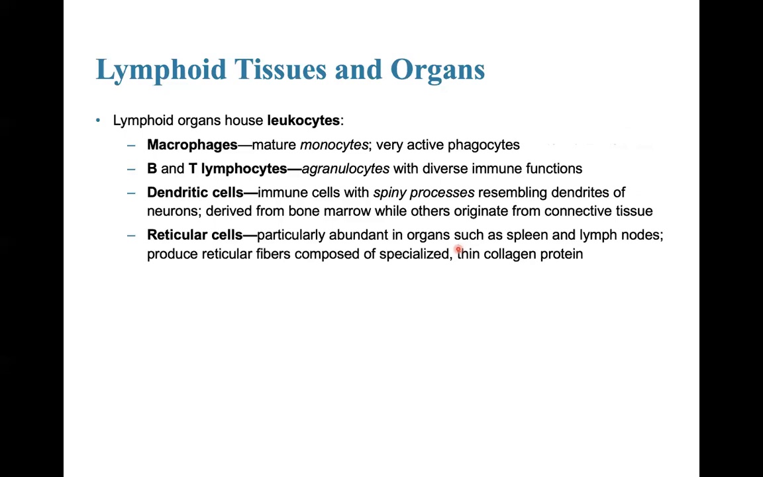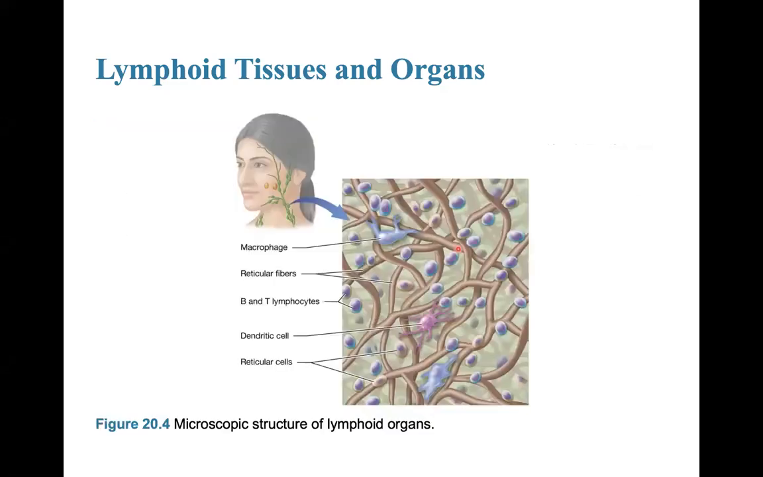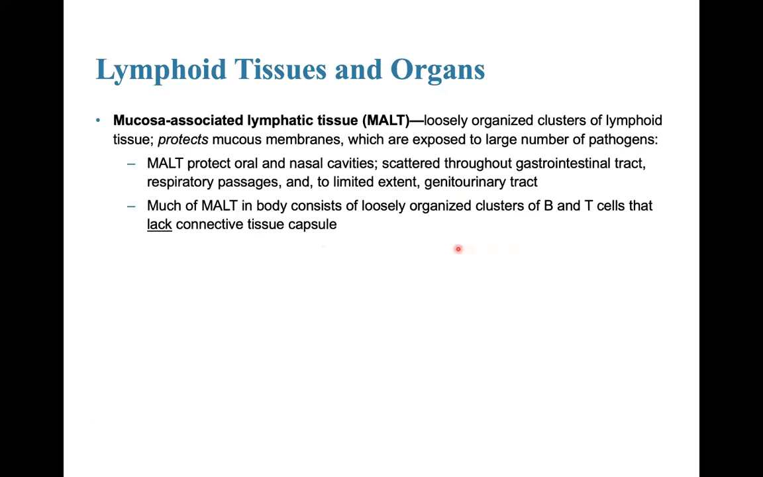But you have macrophages, which are mature monocytes, which are phagocytic cells. B and T lymphocytes: B cells produce antibodies, T cells kill. Your dendritic cells and reticular cells, all very important cells of the immune system there.